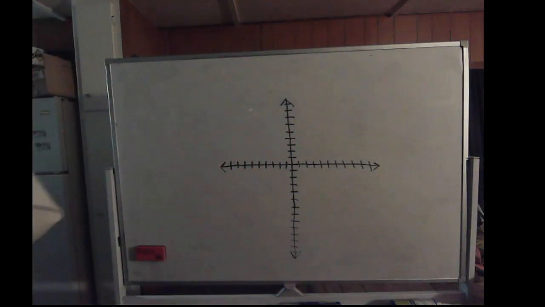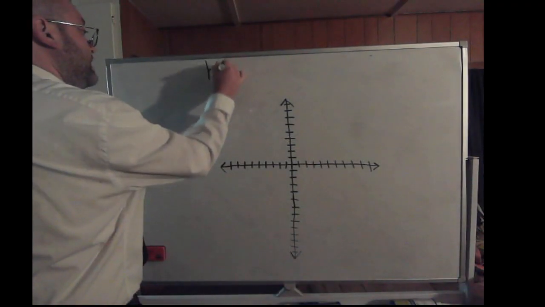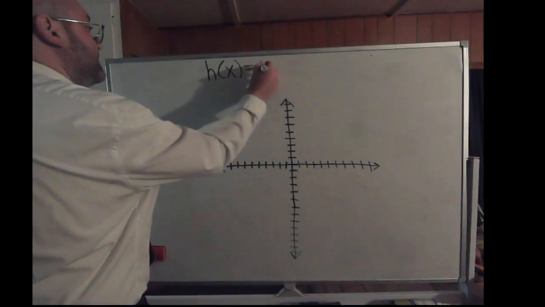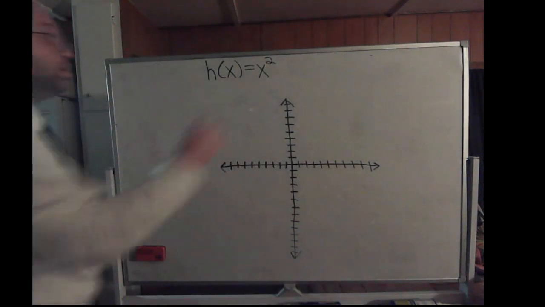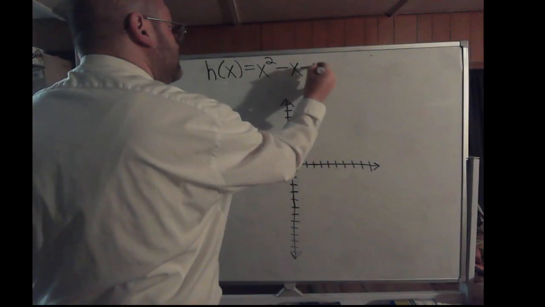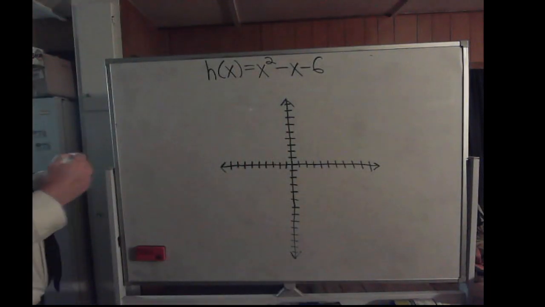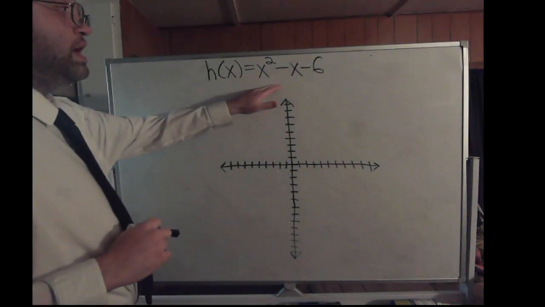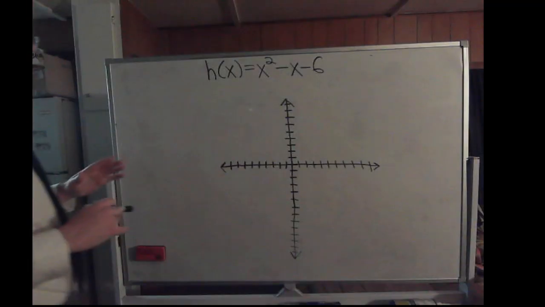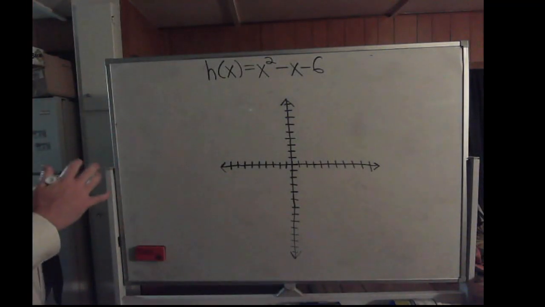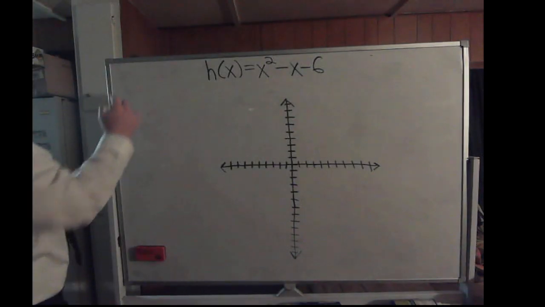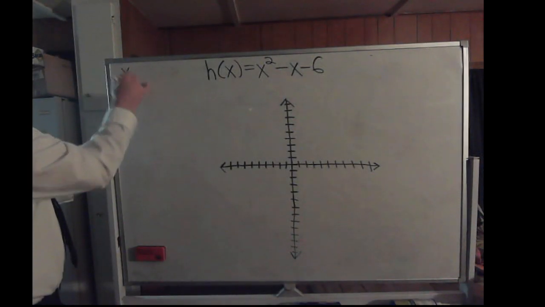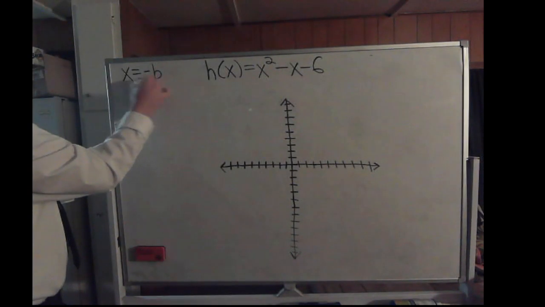Alright, what is the next one? Good one. H of x equals x squared minus x minus 6. So we have h of x equals x squared minus x minus 6. So once again, start by finding the vertex. So to find the vertex, you take x equals negative b over 2a.